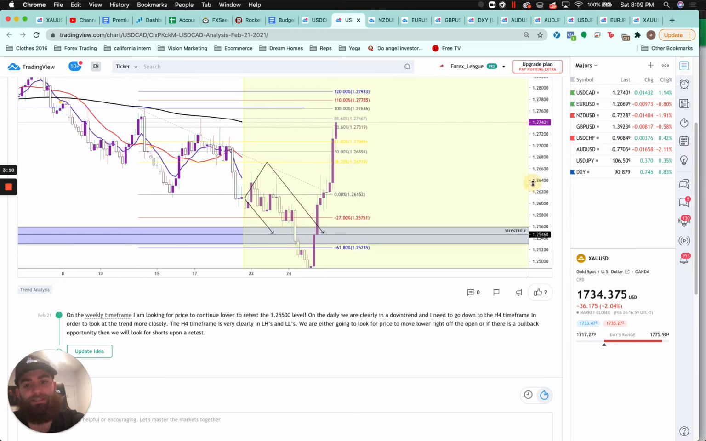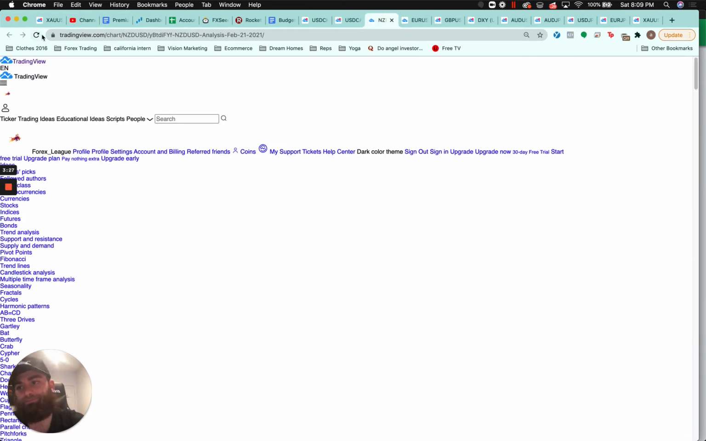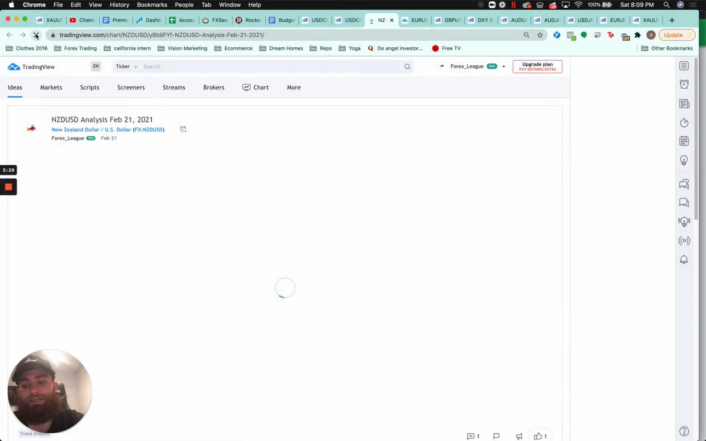As we could see, to open the week, we ended up pushing down into that support level, even lower, about 120 pips down, and then we ended up hiking a lot higher. Now we're retesting structure, actually potentially breaking structure here. So we'll look out for that in the analysis this week. Let's look at NZD USD now.